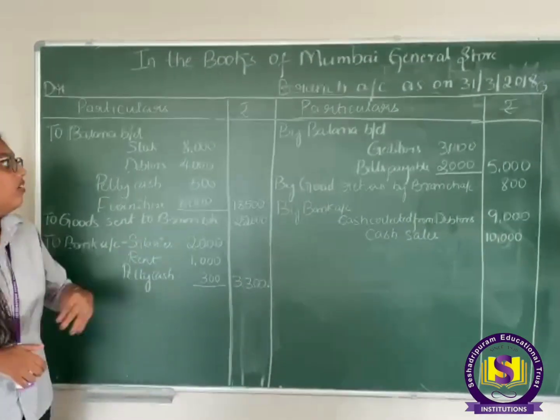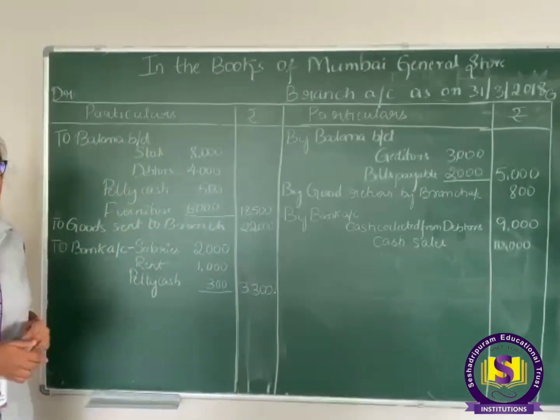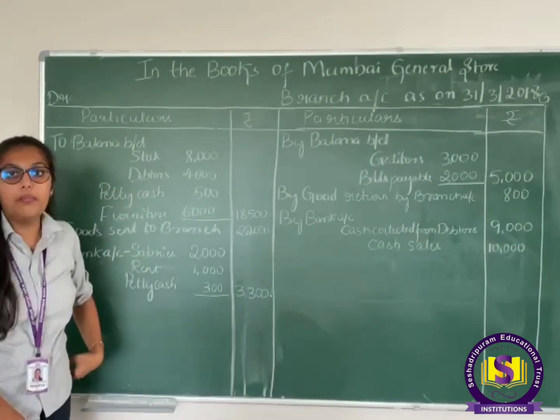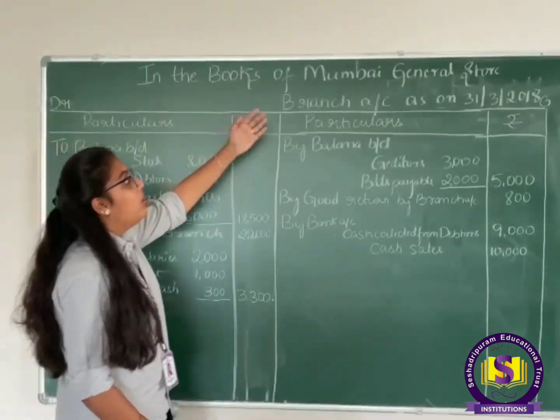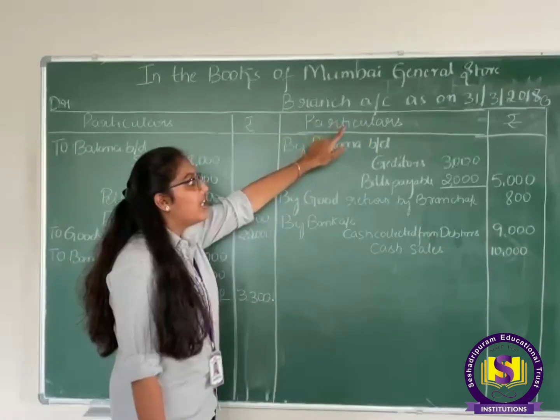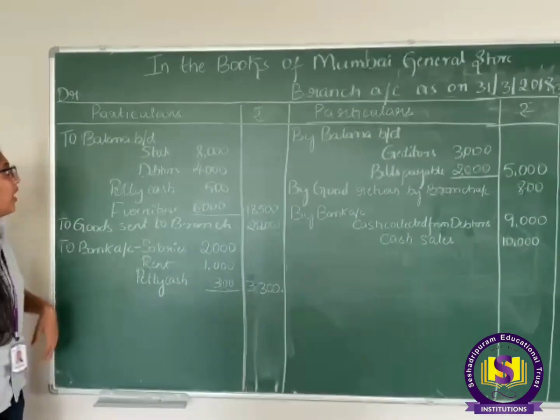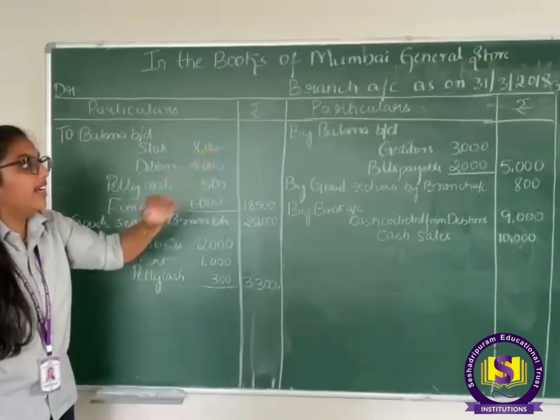Now let us solve the branch account of the Mumbai General Store. First we have to write in which books we are preparing the branch account. In the books of Mumbai General Store, branch account as on 31st March 2008. And we have a debit side and a credit side.